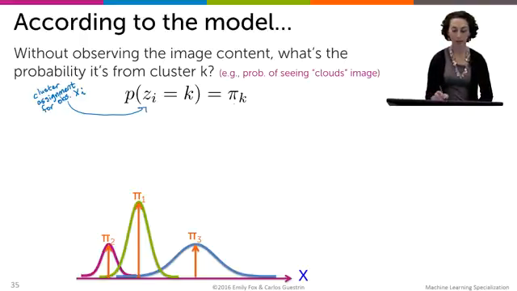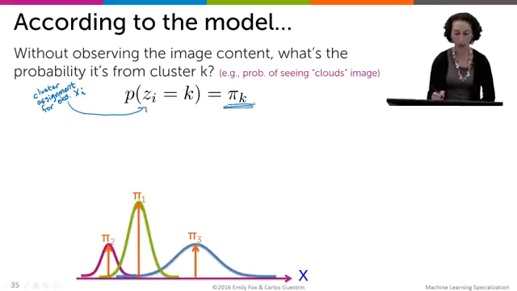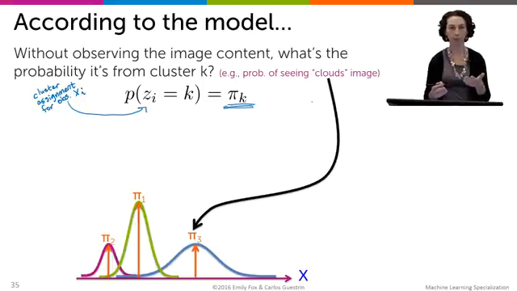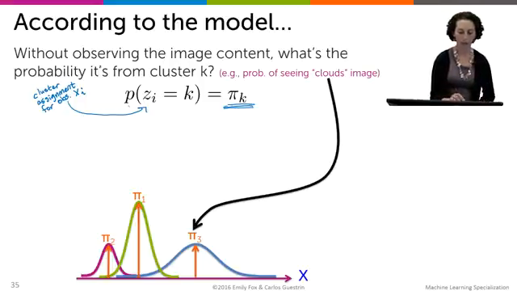Okay, well, this is fully specified by the mixture weight, pi k, because that tells us how prevalent cloud images are in our data set. So that's given right here. And if we don't observe the content of the image, then we just are caring about how many cloud images do we have relative to forest images, relative to sunset images. So we say that the prior probability that the ith image is assigned to cluster k is given by pi k.